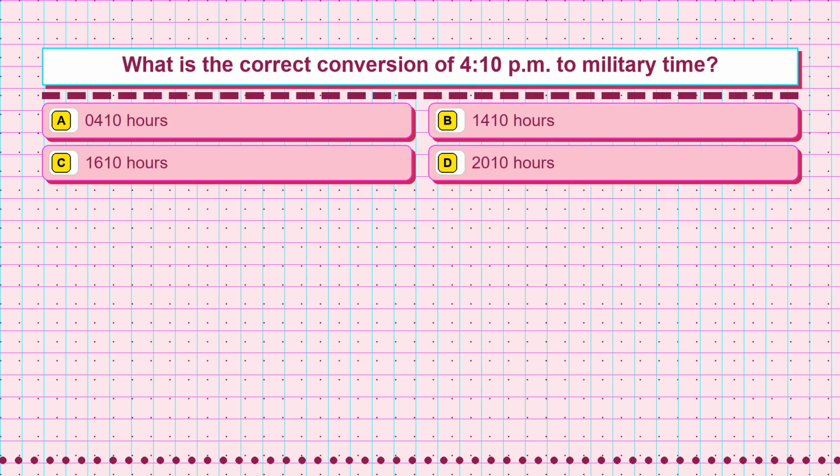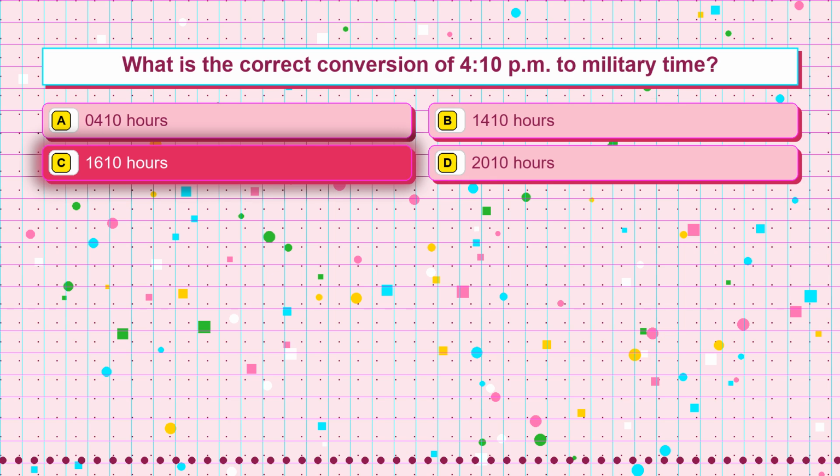Question 67. What is the correct conversion of 4:10 p.m. to military time? Option A is 0410 hours. Option B, 1410 hours. Option C, 1610 hours. Option D, 2010 hours.